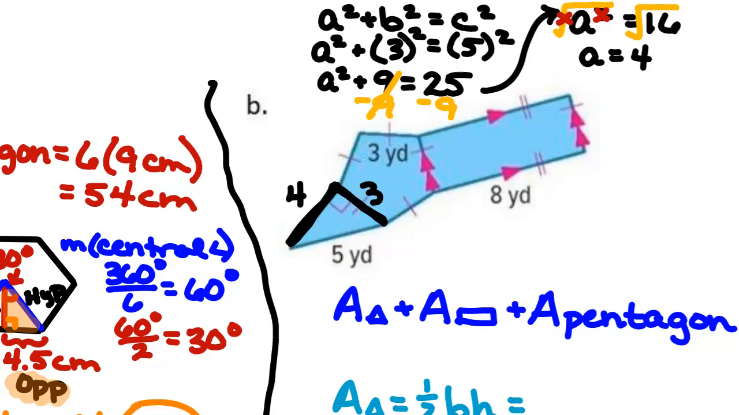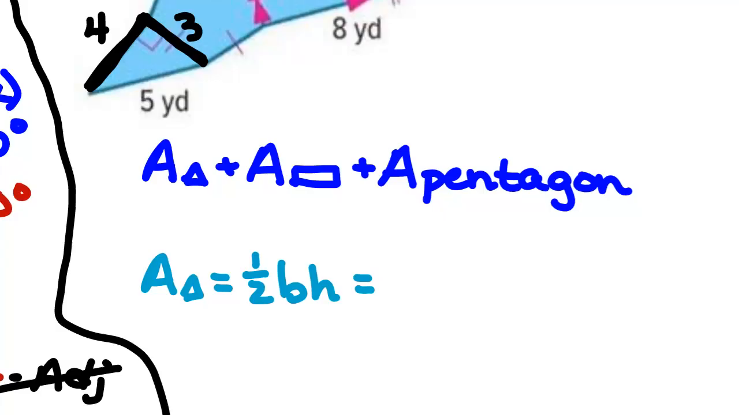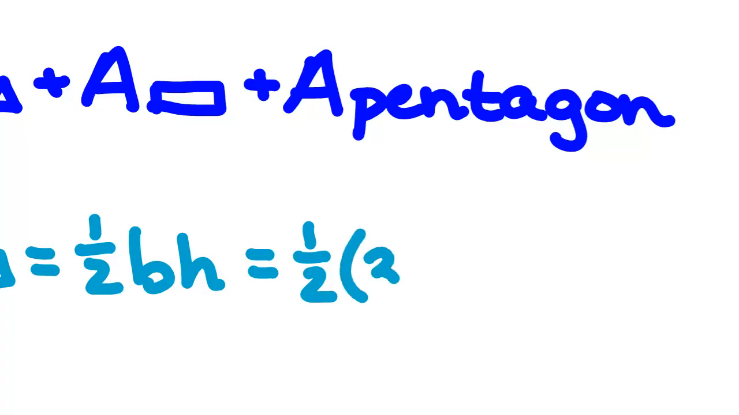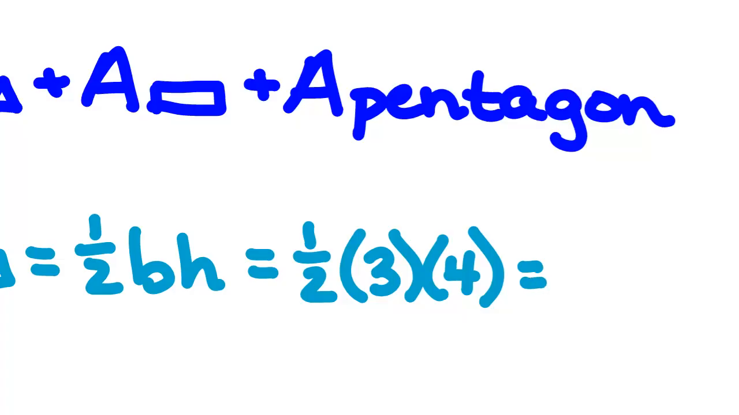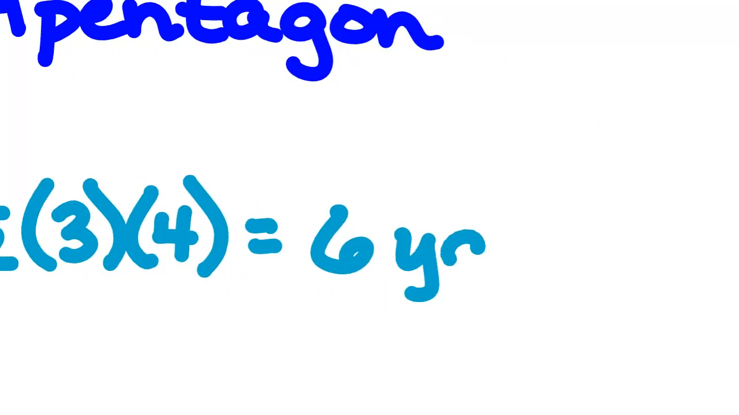It's a 3, 4, 5 triangle. That's a Pythagorean triple, yes. All right, so to find the area of the triangle, we do 1/2, and then the base and the height are the 3 and the 4. One of them is the base, one of them is the height, and it doesn't matter which is which. What is 1/2 times 3 times 4? 6. So this would be 6 yards squared.